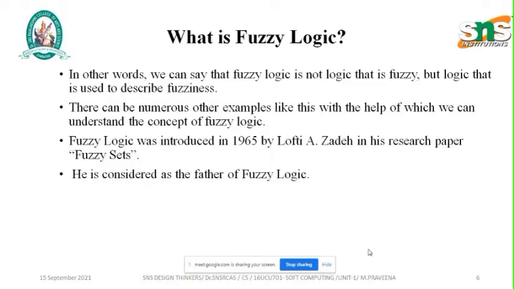Okay, let us see who introduced this fuzzy logic. It was introduced by Lotfi A. Zadeh in the year 1965. He introduced this concept in his research paper called Fuzzy Sets. So he is called the father of fuzzy logic. So who is the father of fuzzy logic? Lotfi A. Zadeh. In which year did he introduce it? In the year 1965.